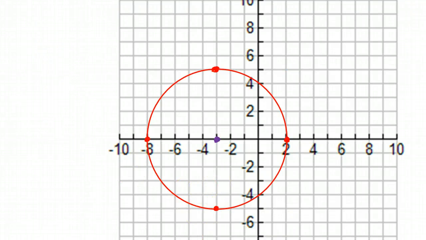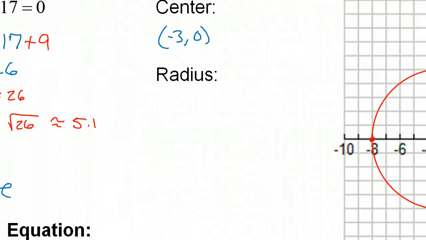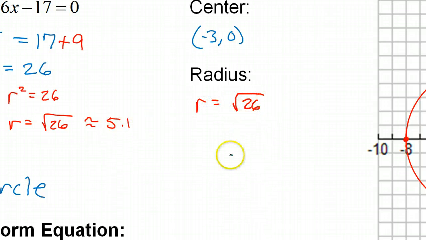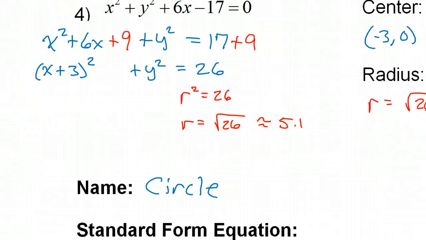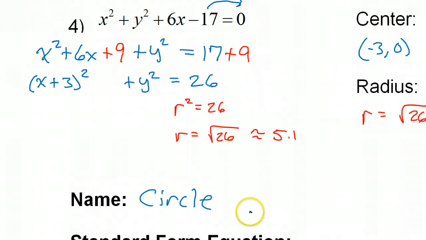Okay, and that is the end of that. Oh, I guess we should write down the radius. The radius was square root of 26. Don't use the decimal, use the radical. Okay, that's it for number 4.